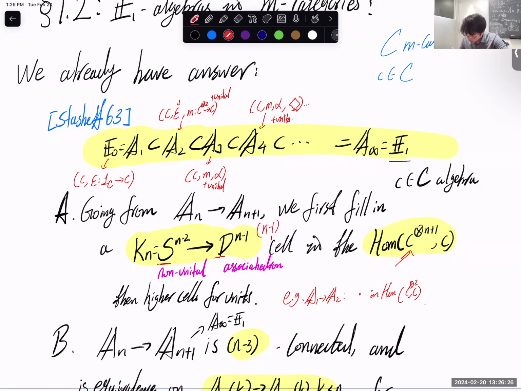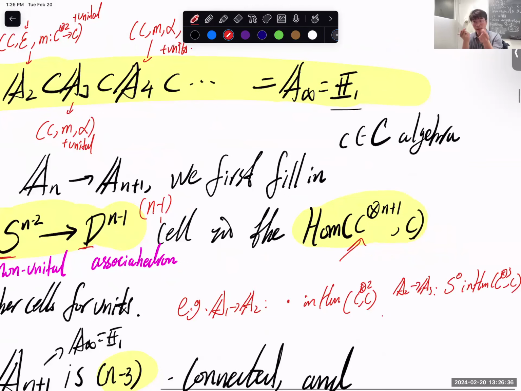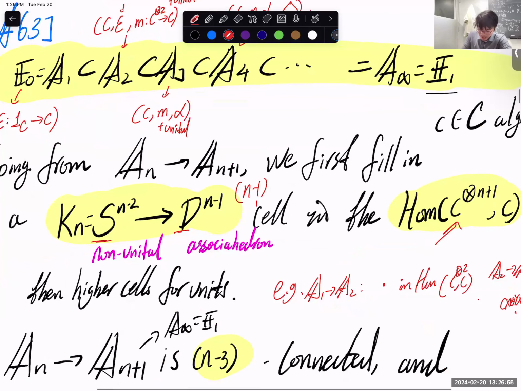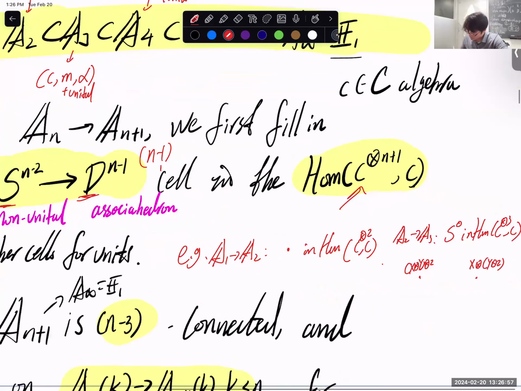Now when I go from A2 to A3, I already have an S0 worth in c tensor 3 to c. S0 is just 2 points. What are those 2 points? One point is (X tensor Y) tensor Z, the other point is X tensor (Y tensor Z). If I give you a binary multiplication, those are the 2 ways you can build a trinary multiplication from it. What I have to do is fill that in, so I just draw a line between them, and that's exactly associativity.